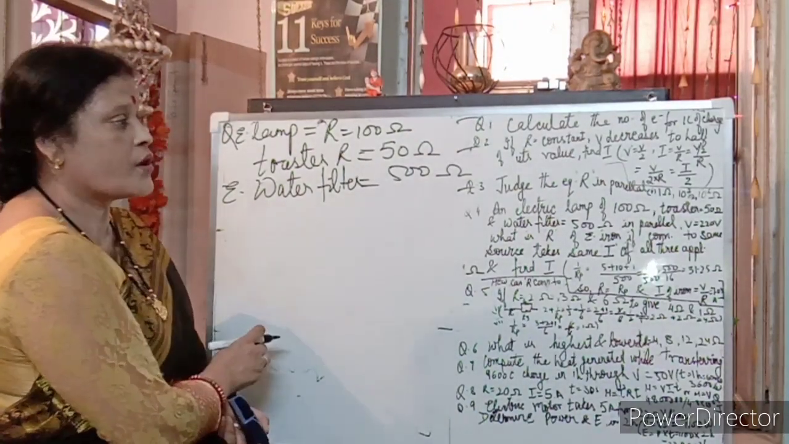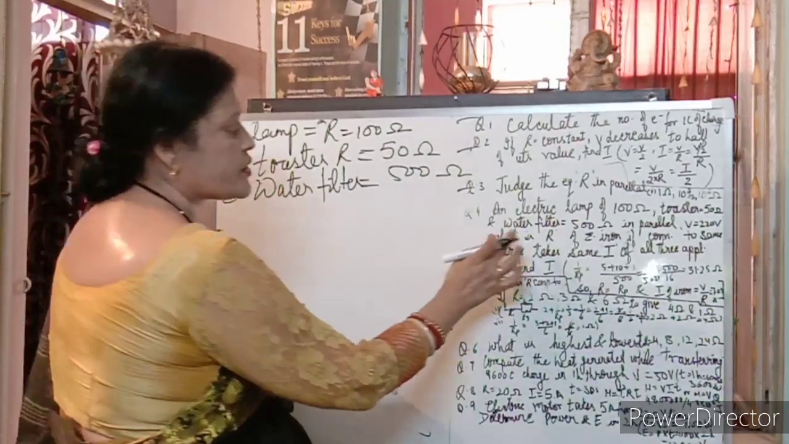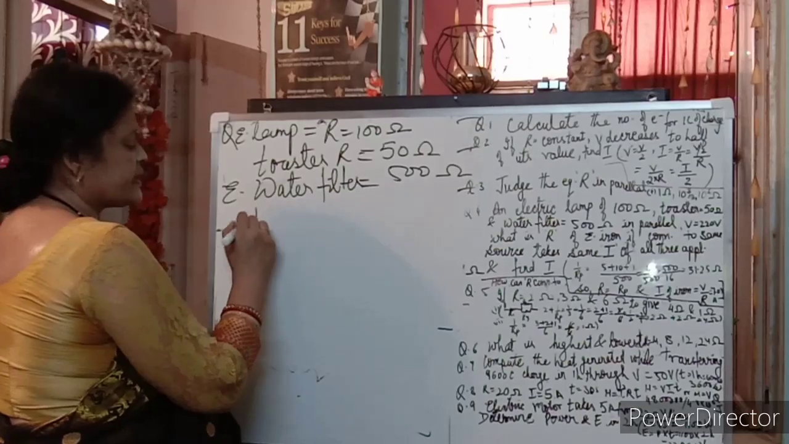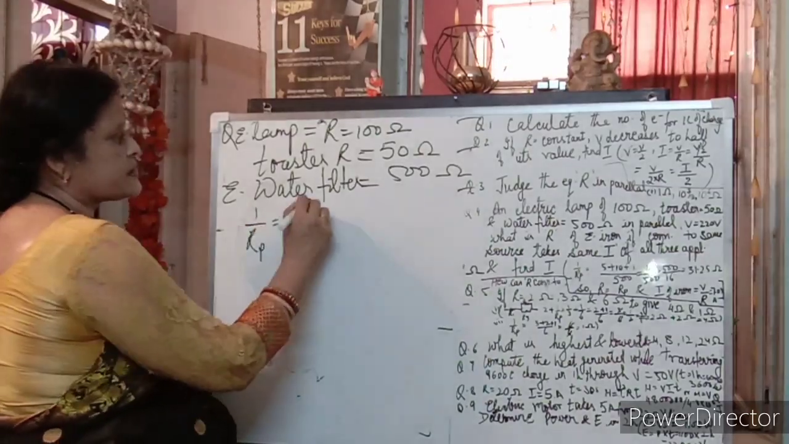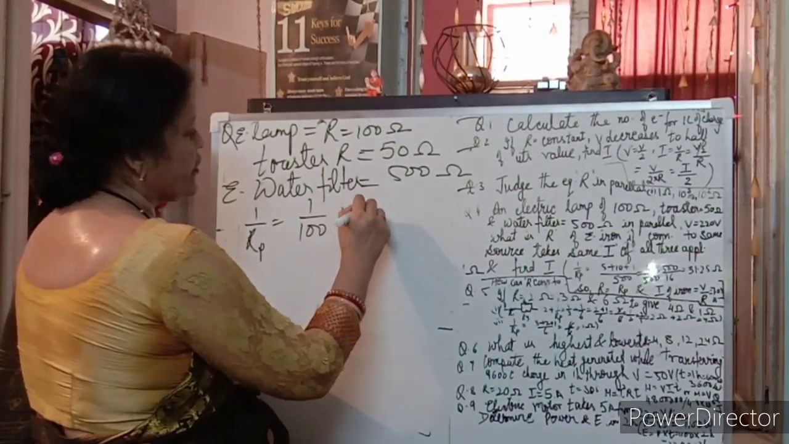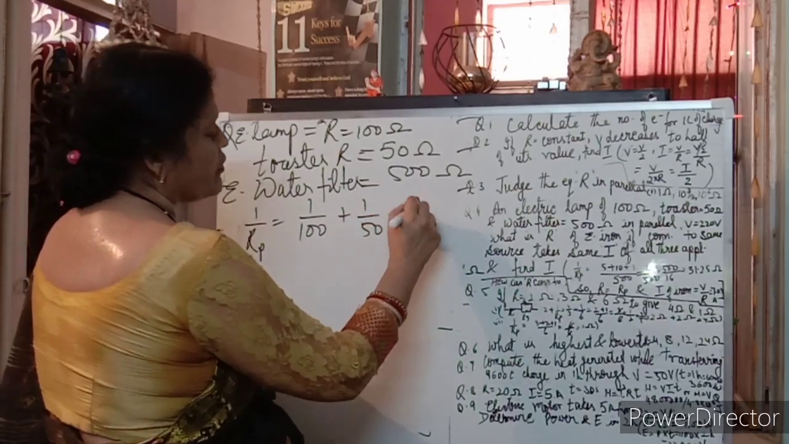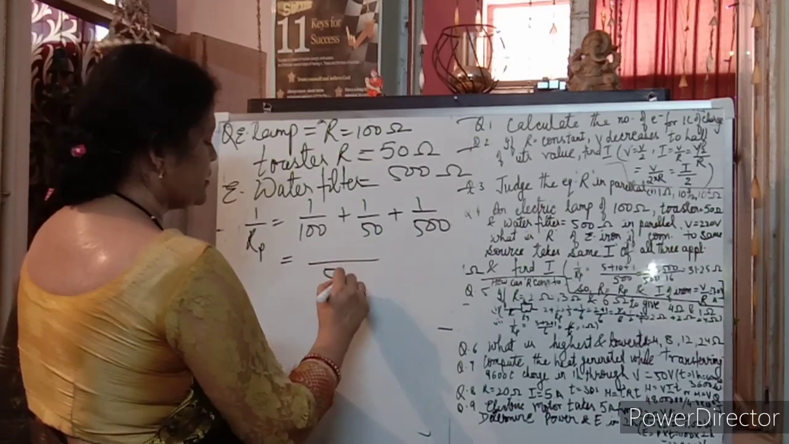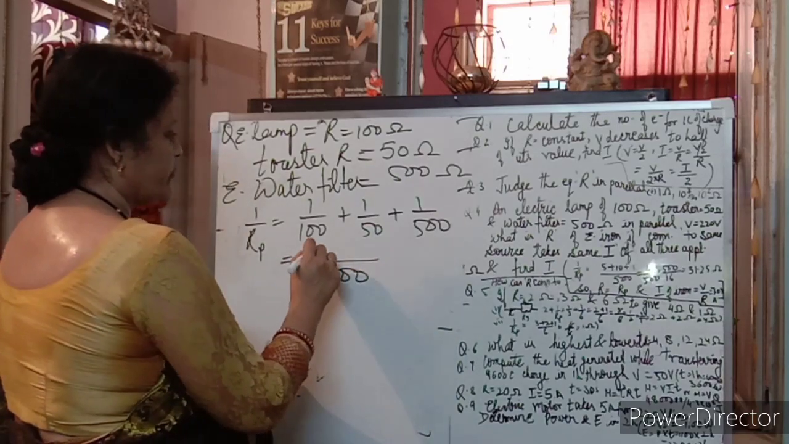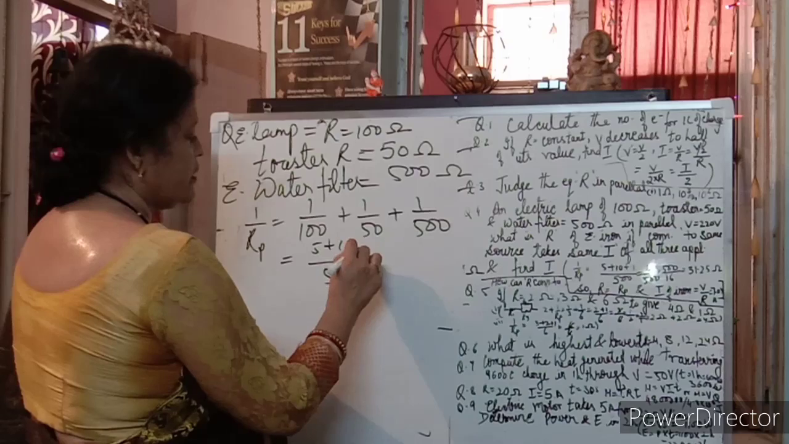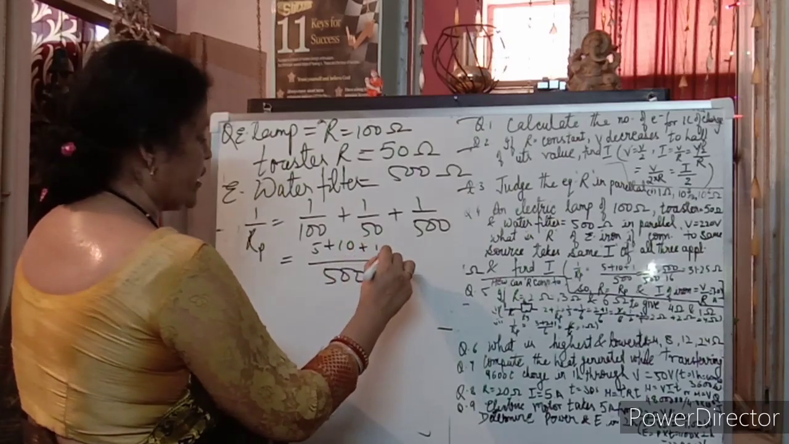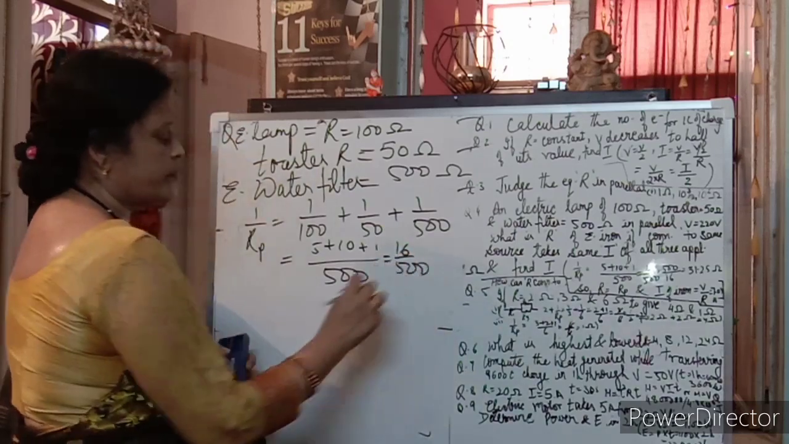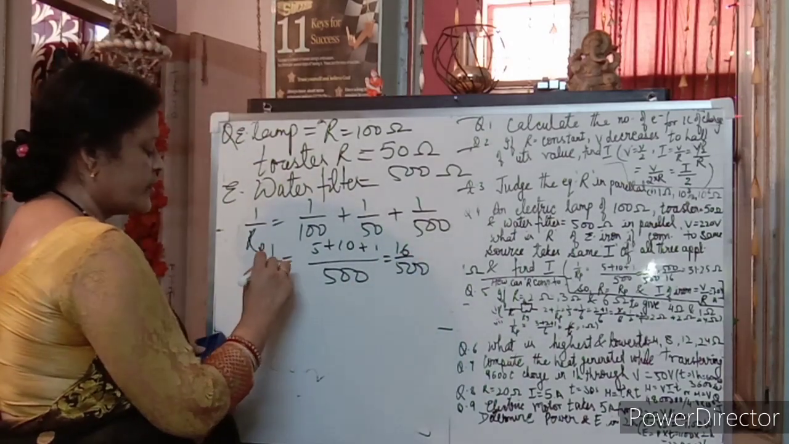So first, what are they asking? What is total R? They are all connected in parallel, so 1 by RP is equal to 1 by 100 plus 1 by 50 plus 1 upon 500. So what is the LCM? 500, and 5 plus 10 plus 1, so it will be 16 upon 500. This is 1 upon RP.